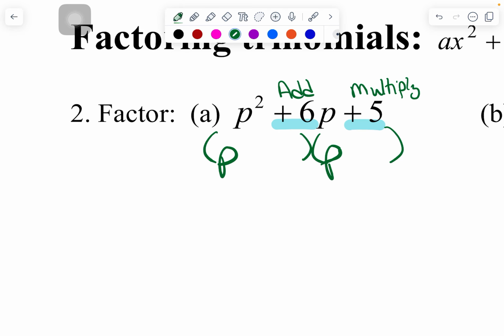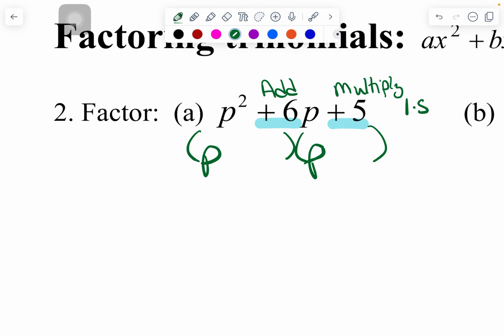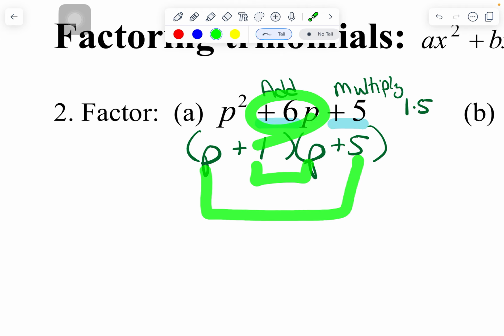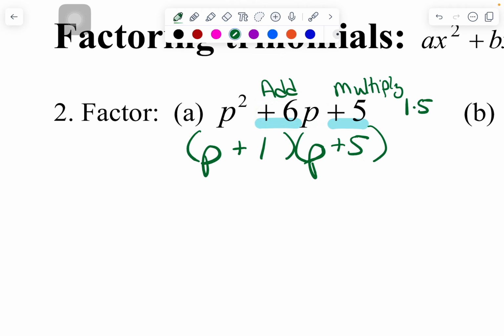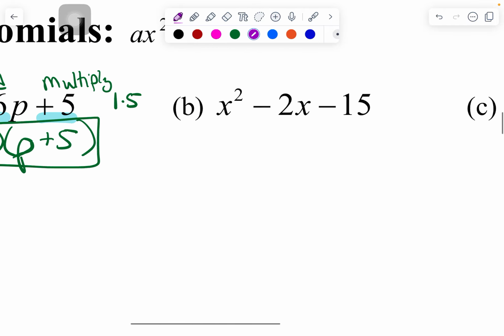Well, here's the thing. There's only two numbers that multiply to 5 if you're talking about integers, and that's 1 times 5. So if everything's positive, plus 1, plus 5, quick check. All right, p times p is going to be p squared. 1 times 5 is 5. So positive 1p plus 5p is absolutely 6p. So yes, I have absolutely got my right factors here. As I've said in past videos, order will never matter with your two factors. So if you wrote down this factor first, then that's fine. They're the same thing.